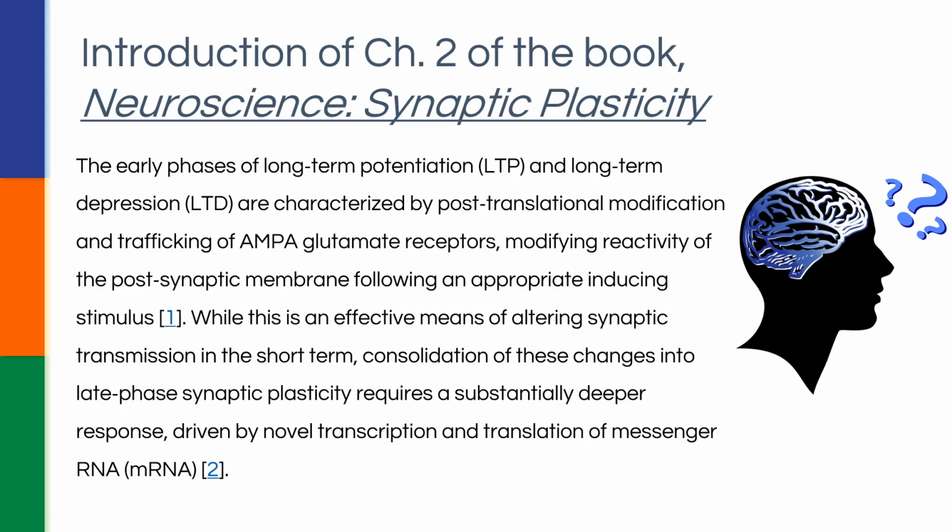The early phases of long-term potentiation, LTP, and long-term depression, LTD, are characterized by post-translational modification and trafficking of AMPA glutamate receptors, modifying reactivity of the postsynaptic membrane following an appropriate inducing stimulus. While this is an effective means of altering synaptic transmission in the short term, consolidation of these changes into late-phase synaptic plasticity requires a substantially deeper response, driven by novel transcription and translation of messenger RNA.